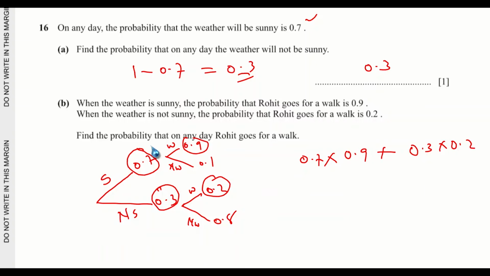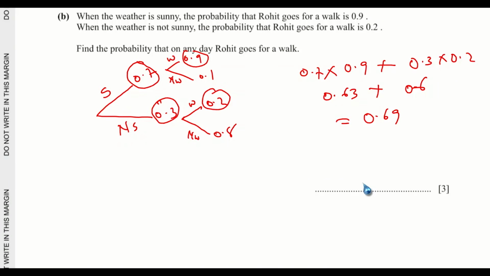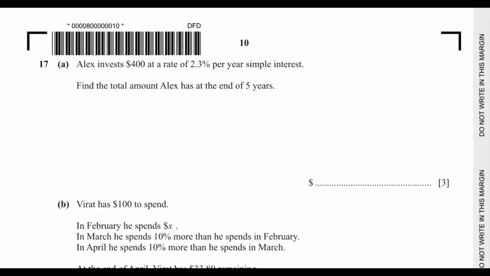So we have these two chains, this and this. If you do this, you get 0.63, add 0.06, and everything should be 0.69. So that is the final answer, 0.69. Let's go to the next question. That will be question 17a.